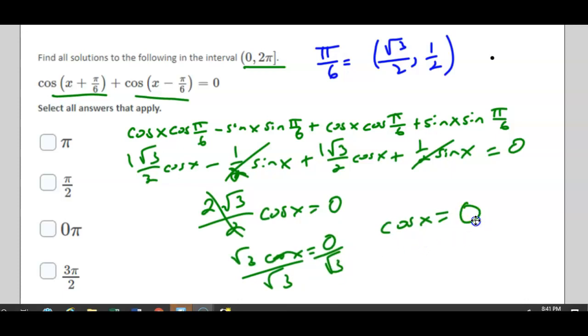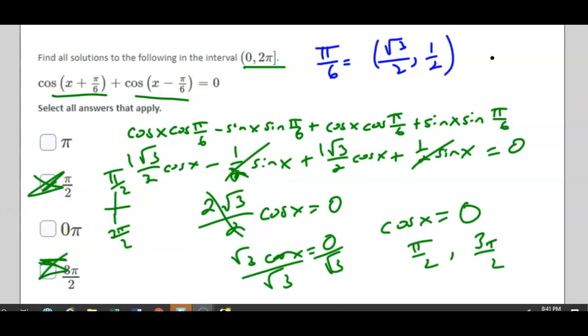So where does cosine x equal 0? So you have pi over 2 and 3 pi over 2, because remember cosine is the x value, and for these 2 points this is pi over 2, so 0, 1, and this is 3 pi over 2, 0, negative 1. So you should have checked both of these right here. All right, those two answers right there.